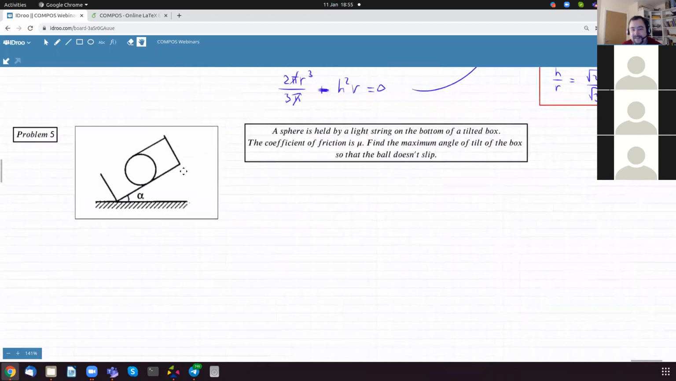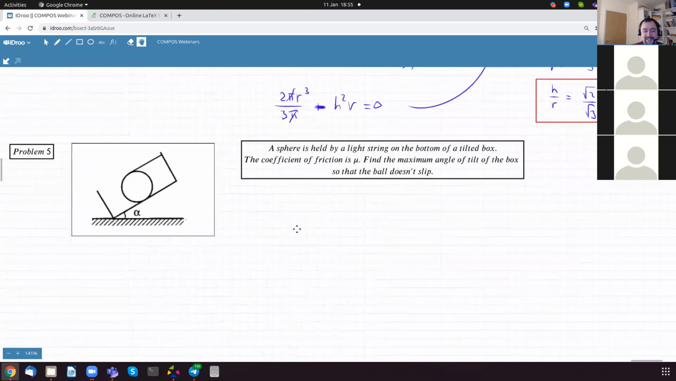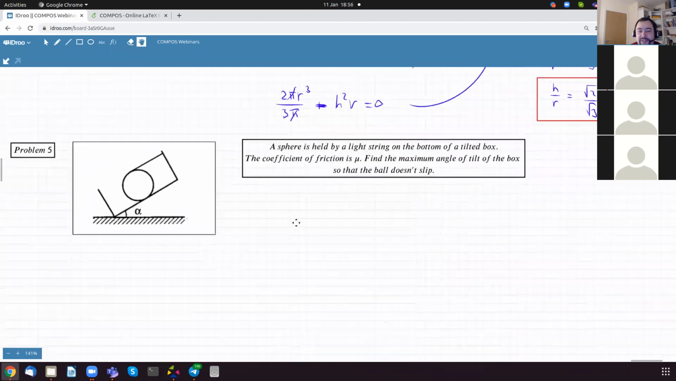Oh, this question I really enjoyed. A sphere is held by a light string on the bottom of a tilted box, or a box that can tilt. The friction coefficient is mu. Find the maximum angle of tilt of the box so that the sphere doesn't slip.